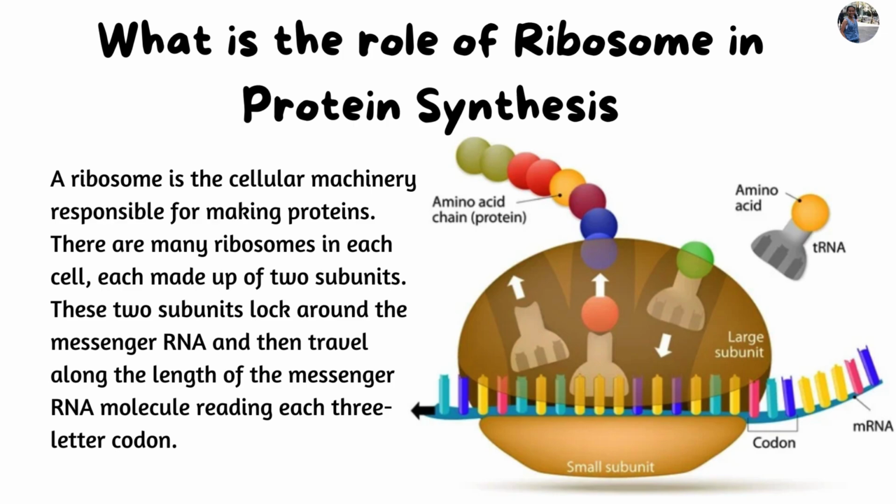Each three-letter codon on the messenger RNA pairs with the matching anticodon on a specific transfer RNA or tRNA, and that specific tRNA allows for the addition of a specific amino acid on the end of the growing protein chain. The ribosome will then break up after the completion of the protein.